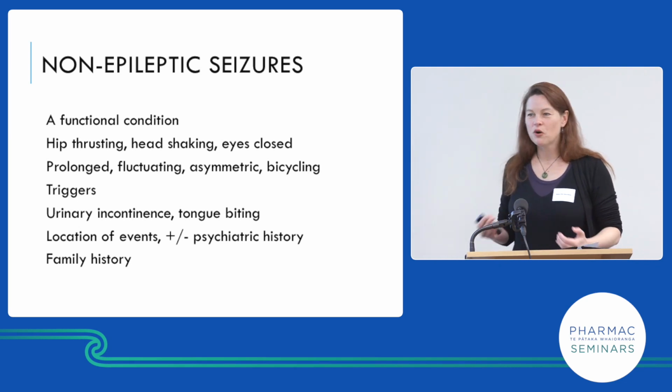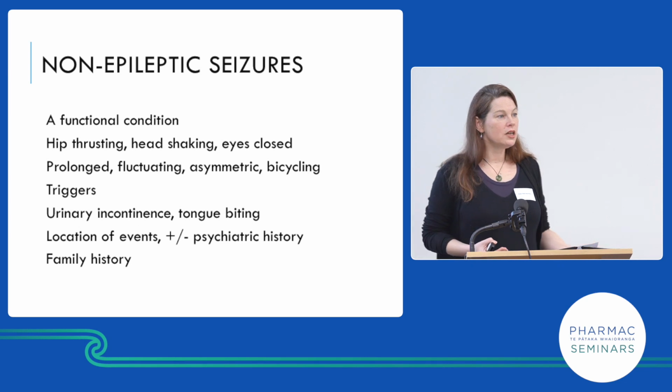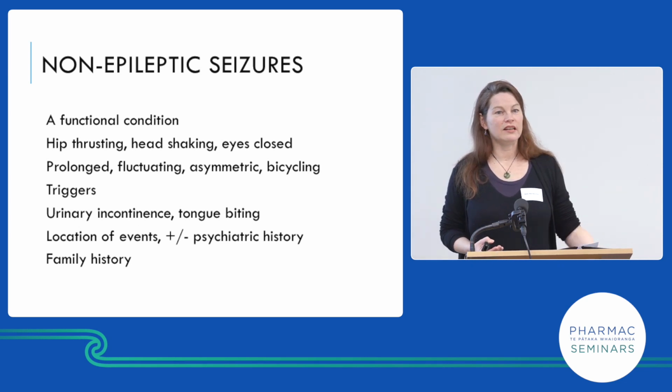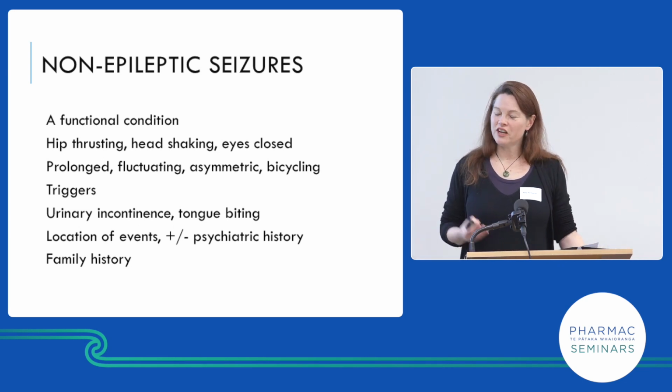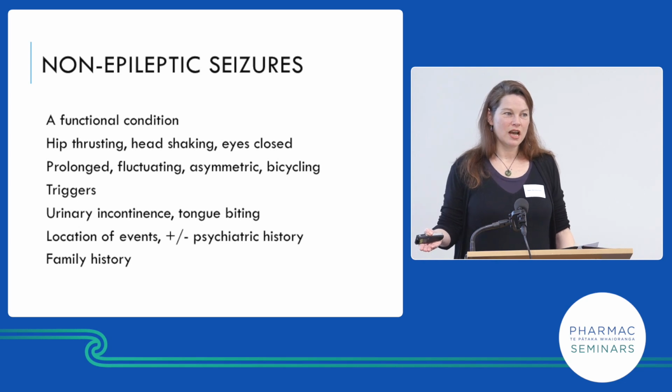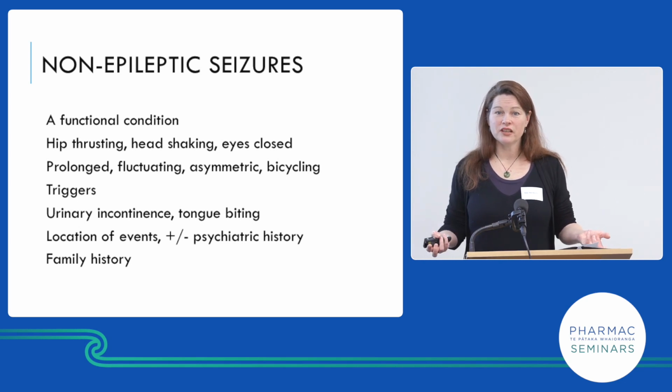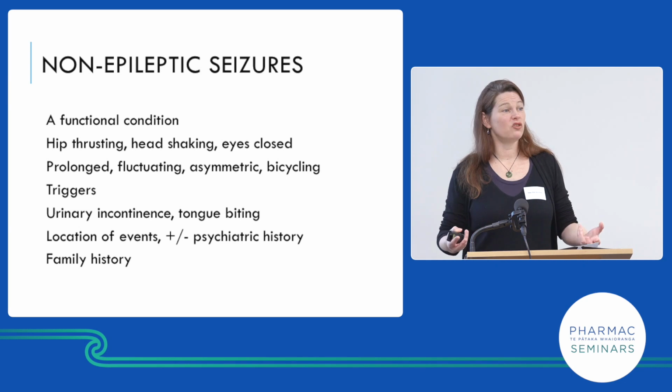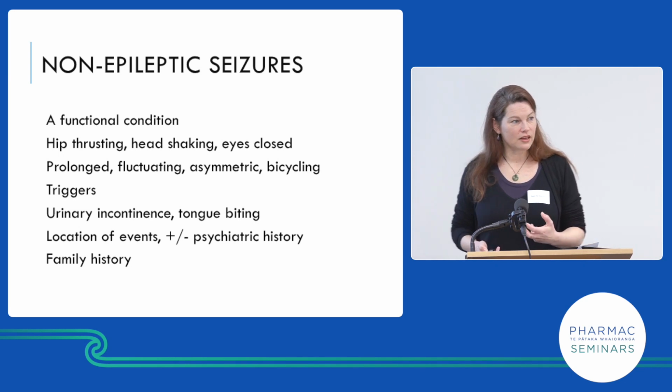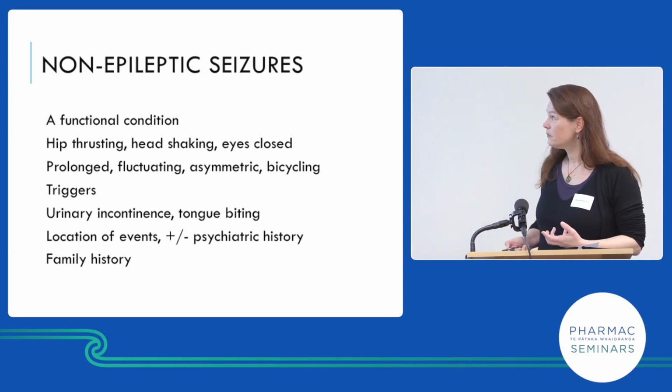Family history can go both ways. So having a brother who's had lots of seizures and having seen them can be a risk factor for non-epileptic seizures. We see a lot of healthcare professionals having non-epileptic seizures because they've been exposed to what a seizure looks like. So it can go both ways. So don't let that fool you in one way or the other.